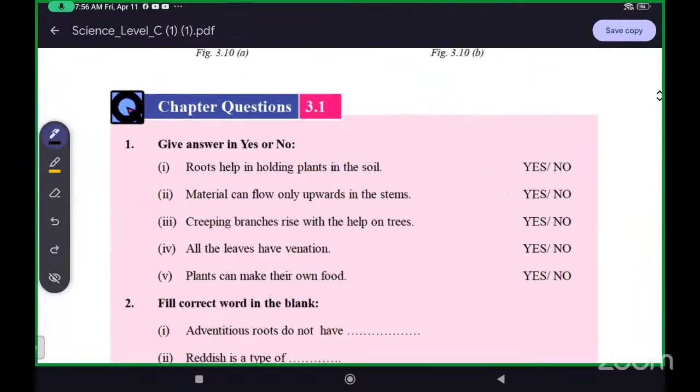Now, please do 3.1 as homework for today, for you all to try out at home. Please turn on your videos, both of you.